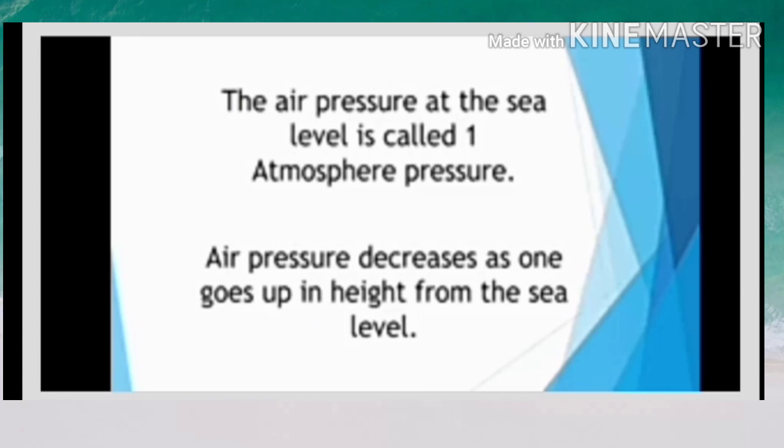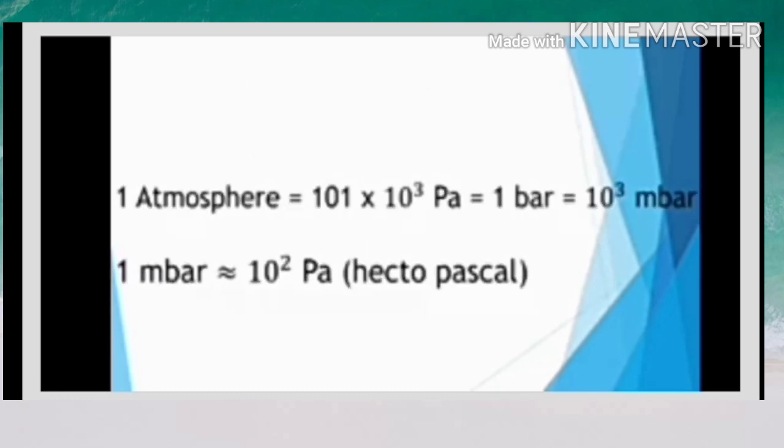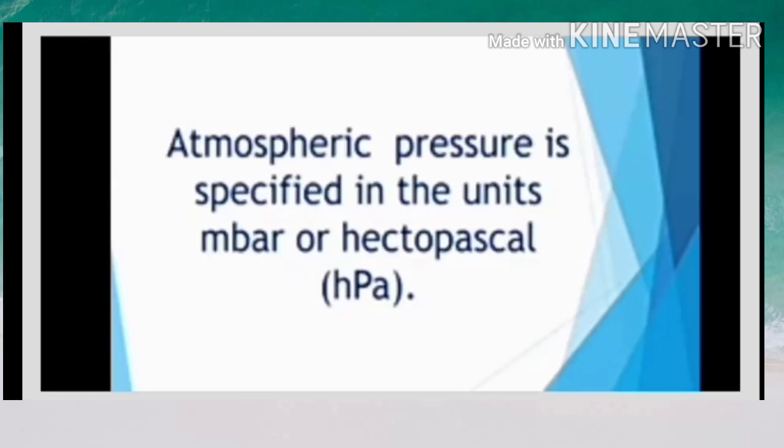The air pressure at the sea level is called 1 atmosphere pressure, and air pressure decreases as one goes up in height from the sea level. 1 atmosphere is equal to 101 into 10 raised to 3 Pascal, which is equal to 1 bar, or 10 raised to 3 millibar. Also, 1 millibar is approximately 10 raised to 2 Pascal. So atmospheric pressure is specified in the units of millibar or hectopascal.